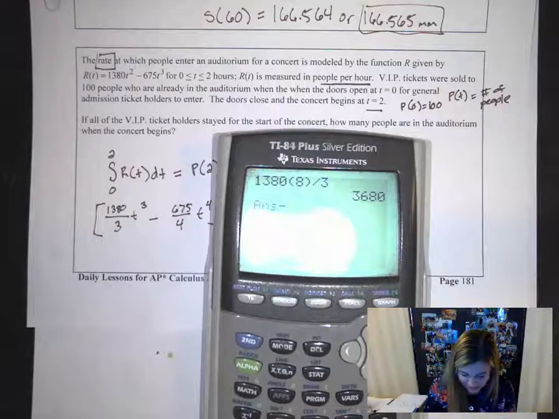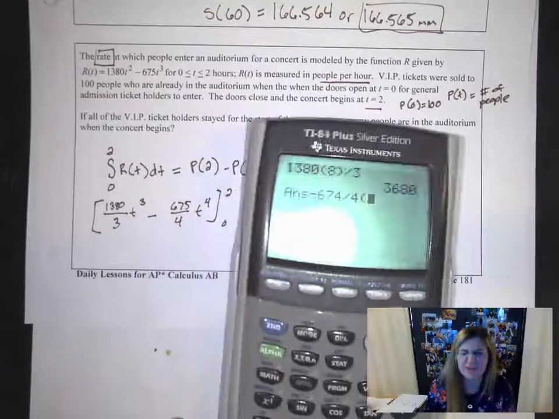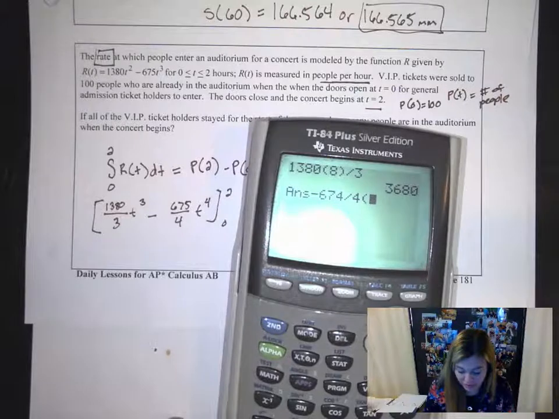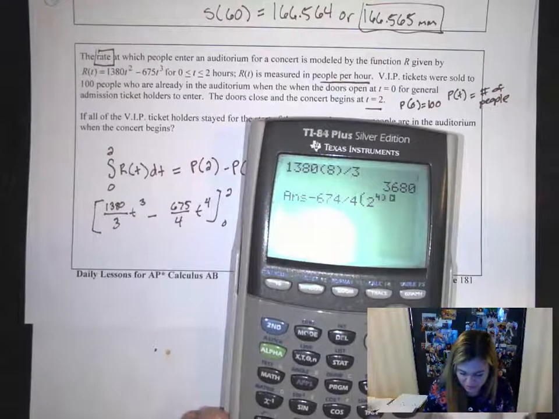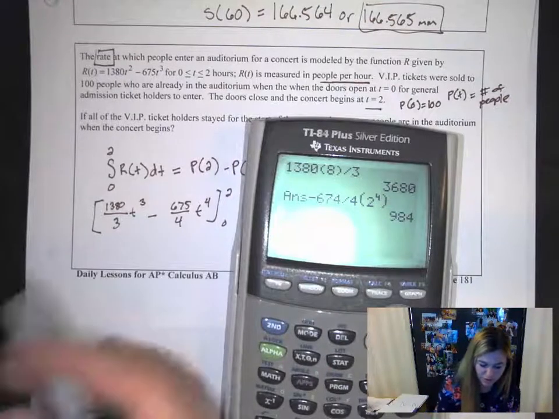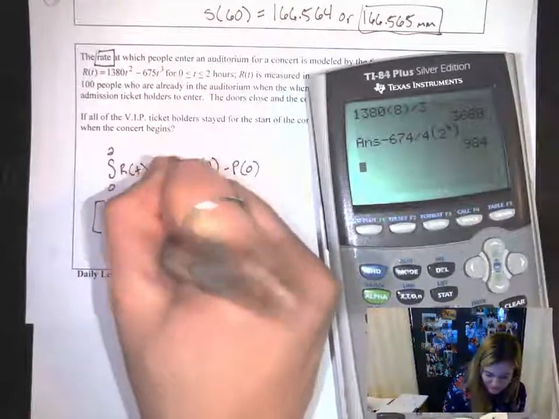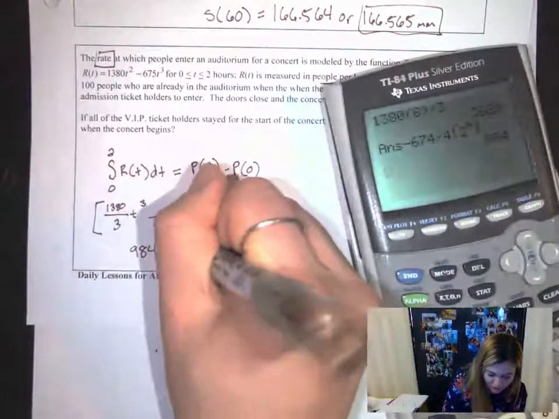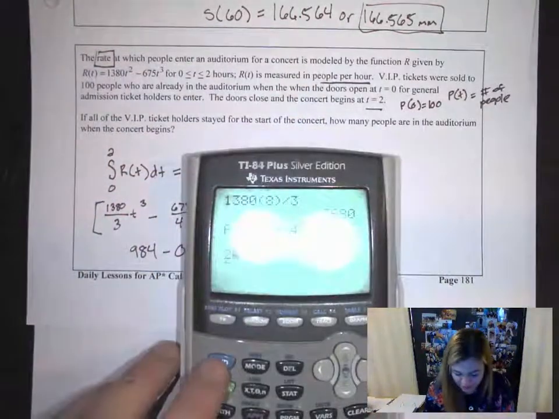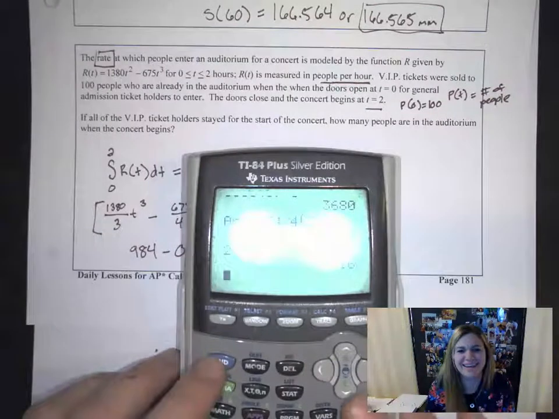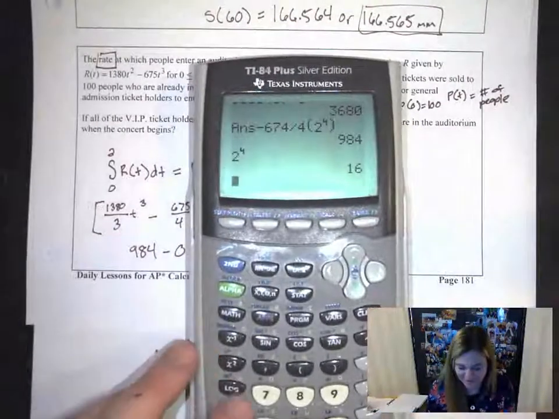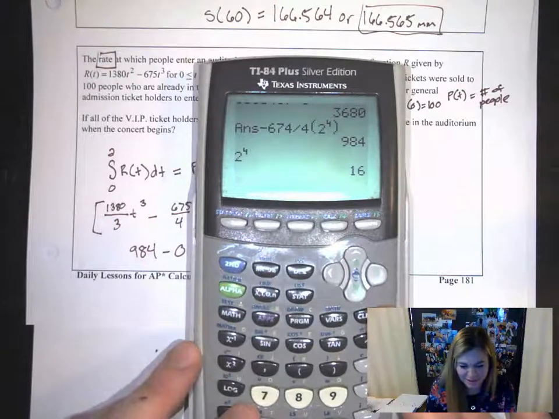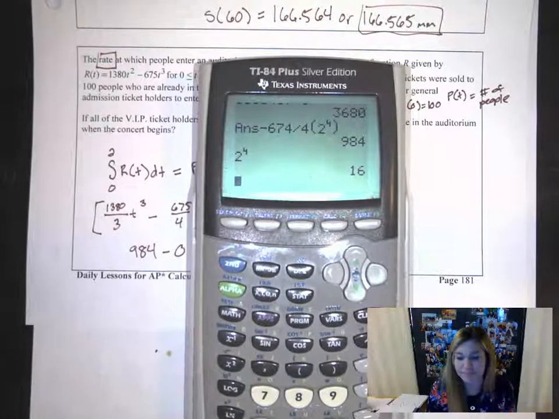minus 674 divided by 4 times 2 to the 4th. What is 2 to the 4th? 2 to the 4th is 64. I'm just going to put it in here to be safe, and then I'll check myself afterwards. Ooh, so all of this we got 984 minus 0. I used my calculator anyway, so really I could have just done this in the first place. By the way, 2 to the 4th is 16. What was I thinking of? I don't even know. Because 2 times 2 is 4, times 2 is 8, times 2 is 16. Silly me.